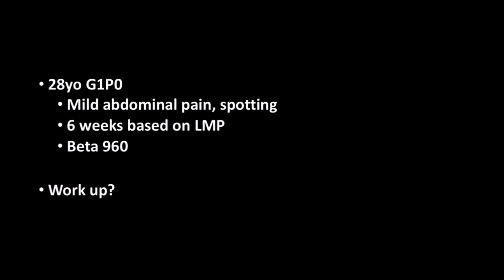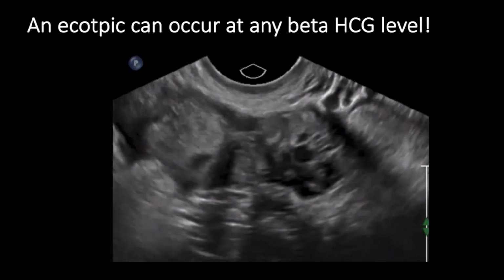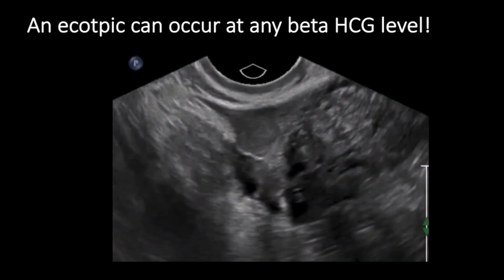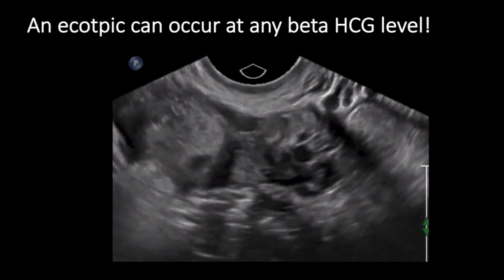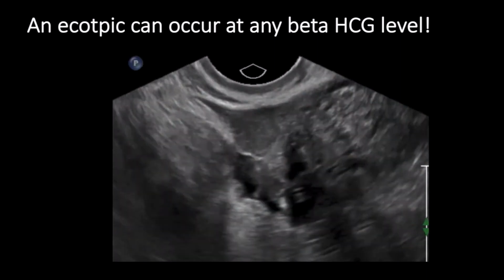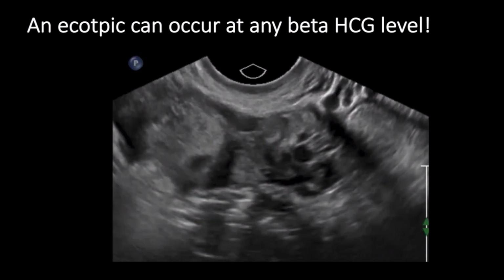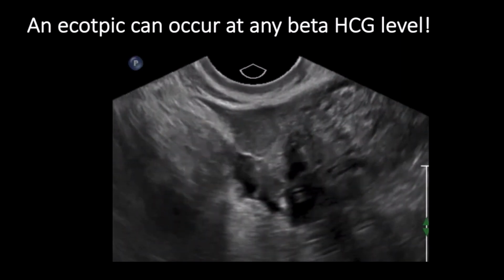Some providers incorrectly assume that no ultrasound is indicated because the beta is below the discriminatory threshold and subsequently no IUP is likely to be seen. However, ectopic pregnancies are abnormal and do not follow the beta levels expected for a normal pregnancy. Some references even say as high as 50% of ectopic pregnancies present with a beta less than 1,000. An ectopic can occur at any beta level. As I previously stated, almost 50% of ectopics present with a beta level below 1,000. You should not be reassured by a low beta level, and in my opinion, a workup with ultrasound is indicated.